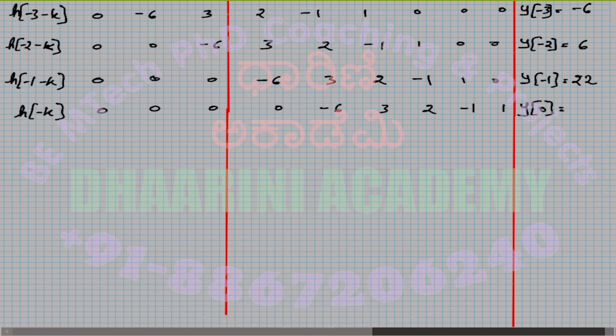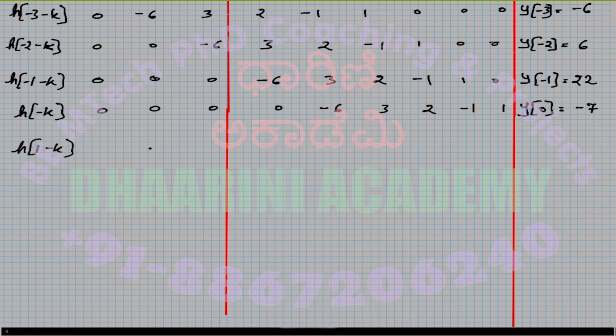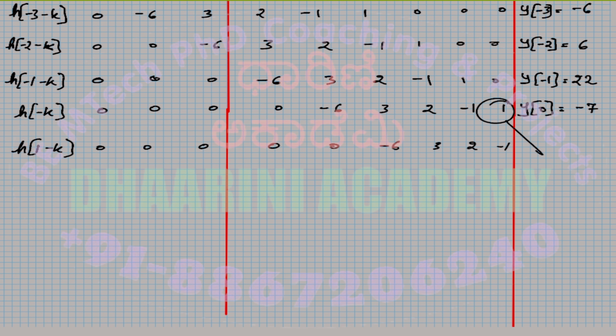Minus 7. Okay, then let's move further. Now I add 1 to that. So h of 1 minus k, 0, 0, 0, 0, 0, minus 6, 3, 2, minus 1. The 1 which was present here actually has moved out, and we are not interested in multiplying that because x of k is 0.